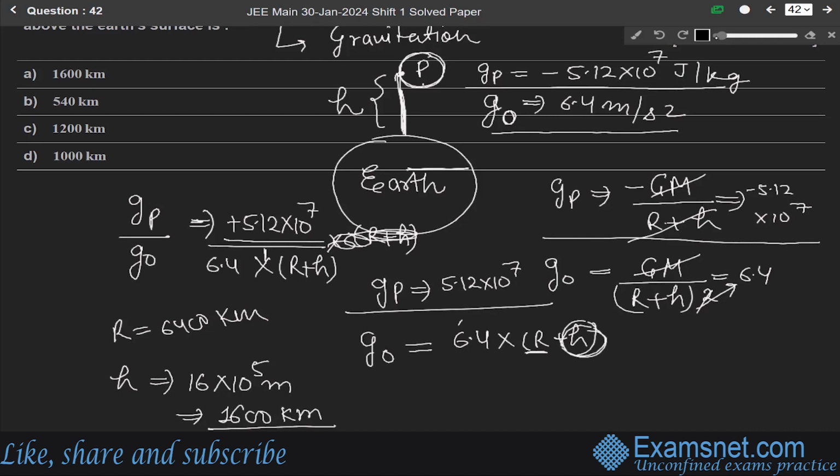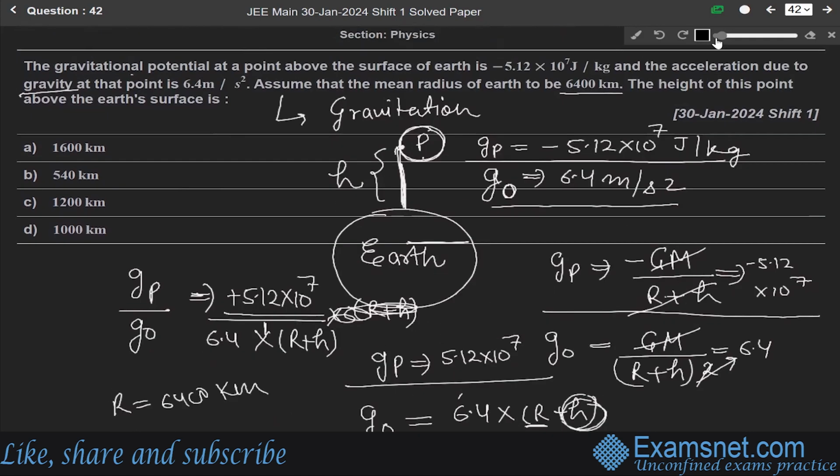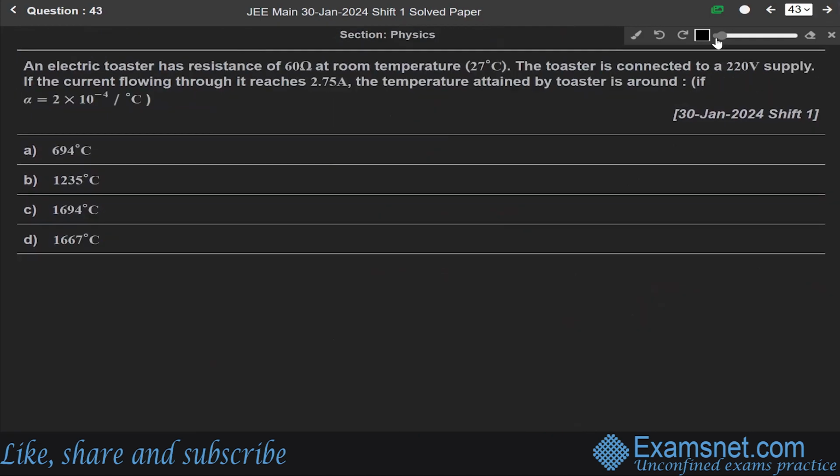H. Okay, now next question 43. According to this question, an electric toaster has a resistance of 60 ohm at a temperature of 27 degrees Celsius. The toaster is connected to a 220 volt supply. If the current flowing through it reaches 2.75 ampere, the temperature attained by the toaster is.